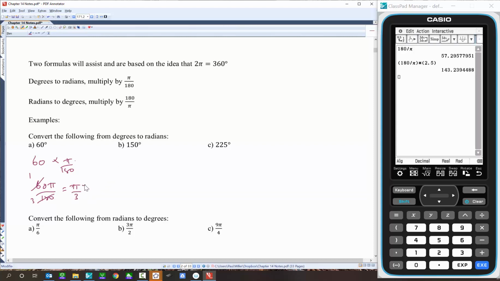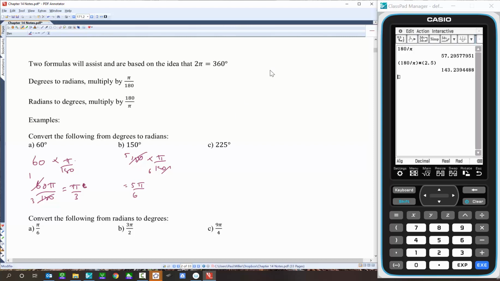Now, we don't have to write the C on that each time we use it. It's just assumed that when I write a value as pi on 3, I'm not talking about degrees. I'm talking about the measurement in radians. Okay, 150 degrees. So 150 multiplied by pi on 180 is going to be, what's that? Let's chop the zeros off first, and then 15 and 18, that's 5 and 6, equals 5 pi on 6.